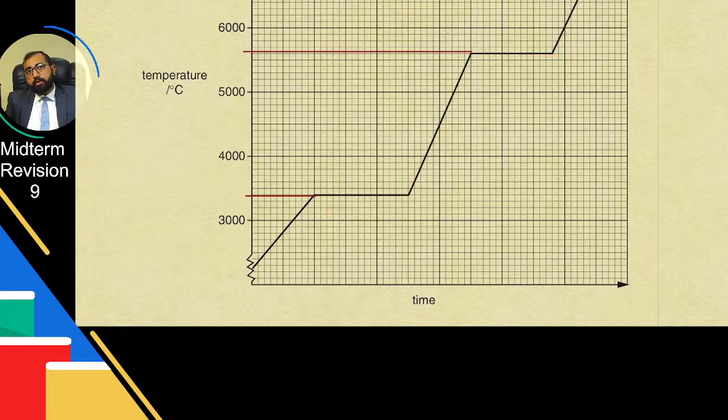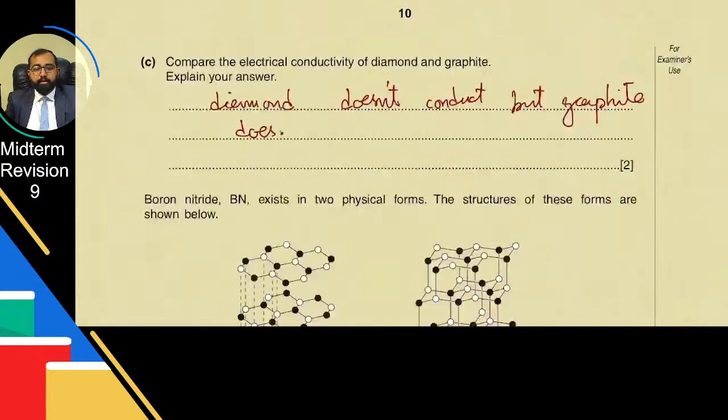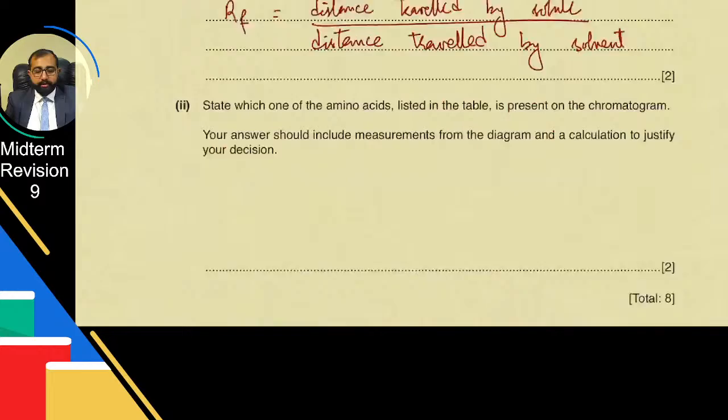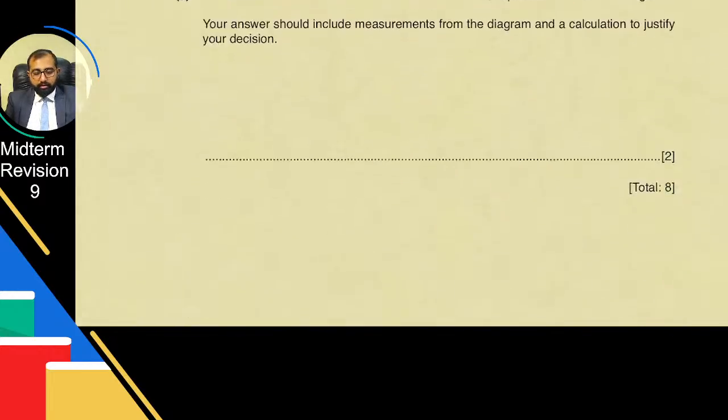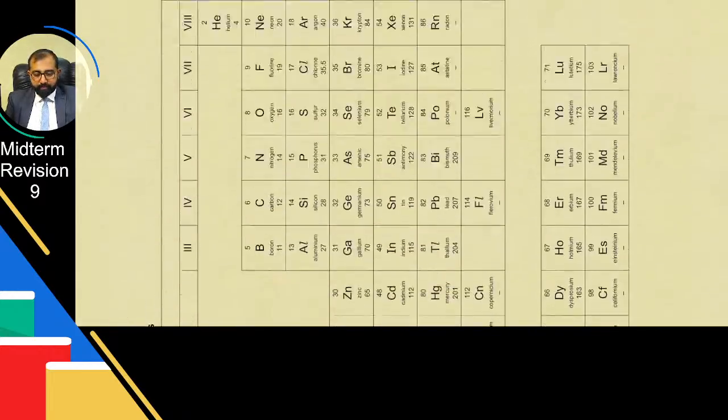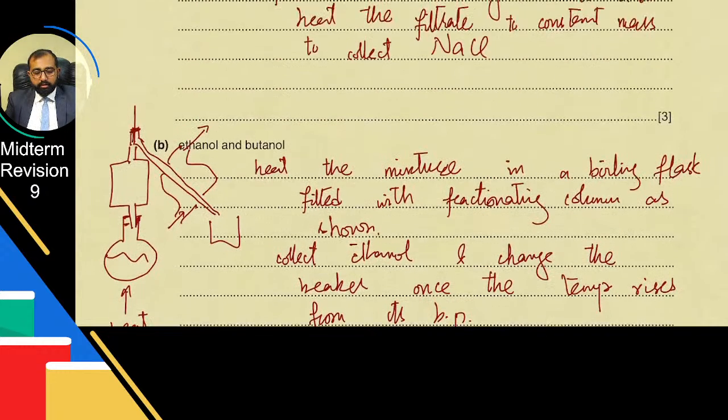So that is how fractional distillation works, that you collect them based on their boiling points. Okay, all right, where was I? And yeah, we are done with the question.